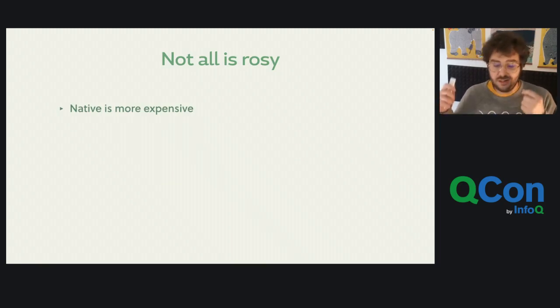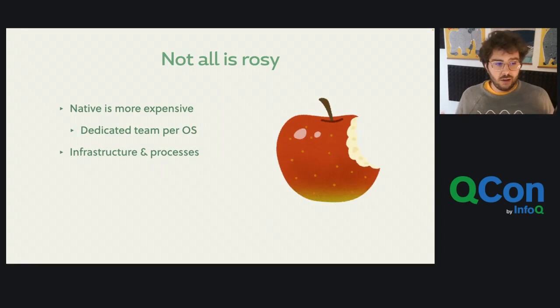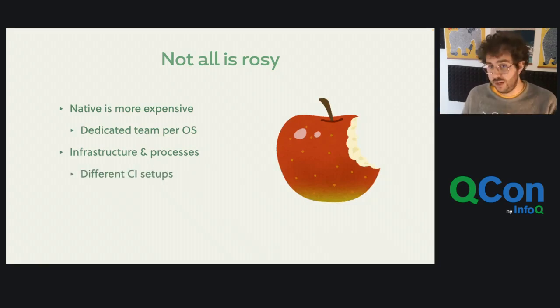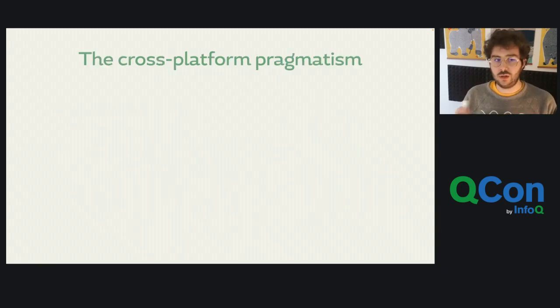Native is more expensive. You need a dedicated team per each operating system. And there are infrastructure and process considerations that you need to consider. For example, you will most likely have to have different CI setups for Android and for iOS. Note this might also happen in the case of cross-platform because the tooling between the two different platforms is different. But also beyond that, deploying and publishing your application to the stores, the Apple App Store, the Google Play Store, whatever other stores on Android you want to publish to, they are different. They work in different ways. There are different timings, expectations. So consider that.